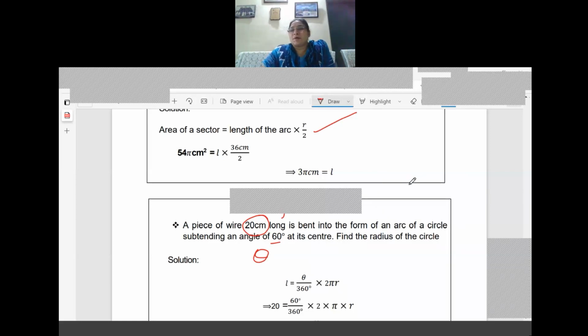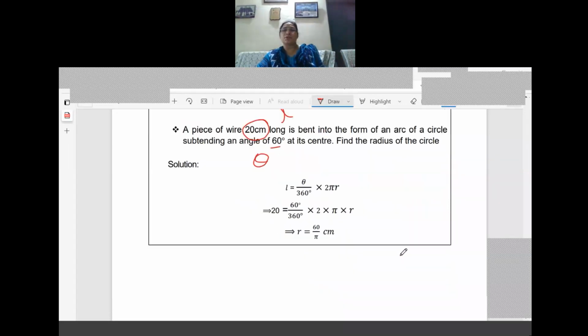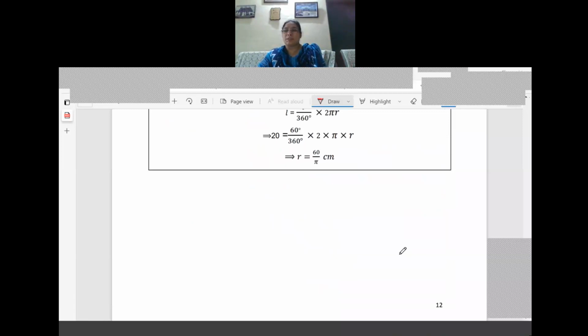Okay. Once again, before that, I just want to tell you the formula. Area of the sector is theta by 360 into pi r square. Length of the arc is theta by 360 into 2 pi r. We have to use these two formulas for these questions, and I'll give the question to you. Now you can attempt and tell me the answer.